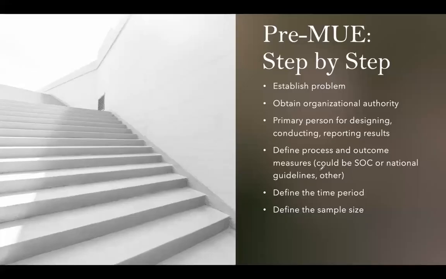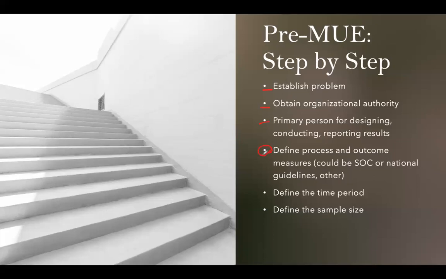So pre-MUE, the step-by-step, again: establish the problem and get the organizational authority. You've got to get your primary person who's going to be in charge of designing, conducting, and reporting the results. Got to define those processes and outcome measures, whether it's already established guidelines. And it can't be something you make up because then it's not validated.